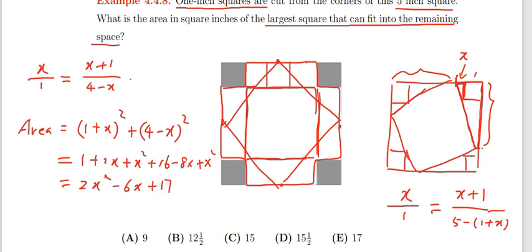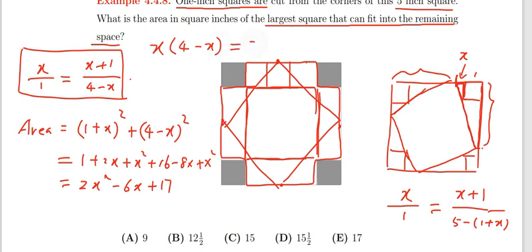So what is this number? We just check from here. We have x times 4 minus x equals x plus 1. So we move negative x squared to this side, x squared, 4x, move 4x to this side, so it becomes x squared minus 3x plus 1 equals 0. Right, so x satisfies this equation.